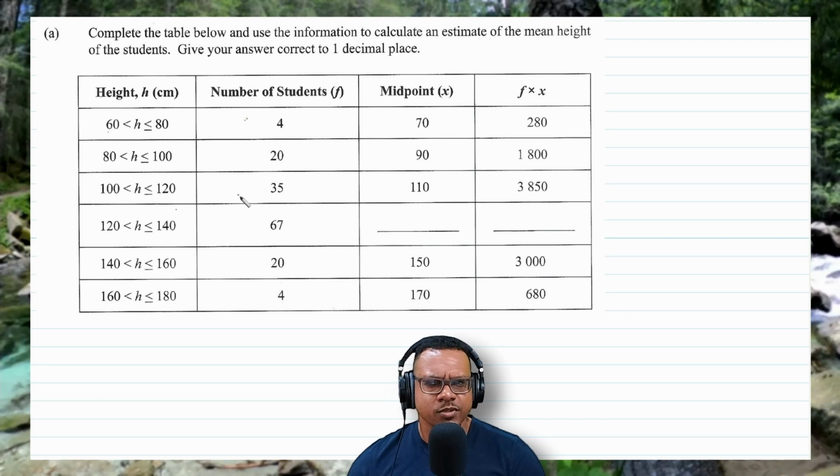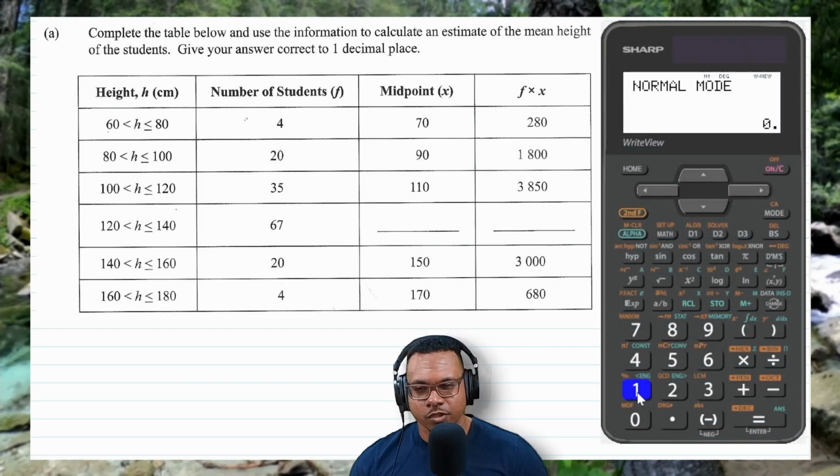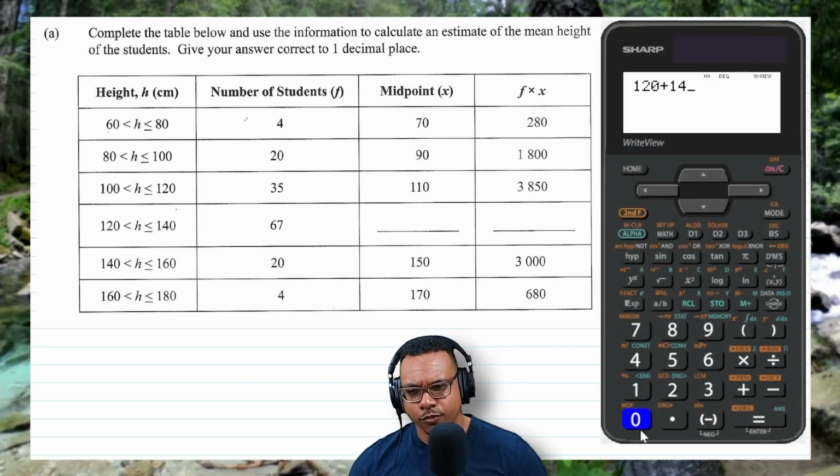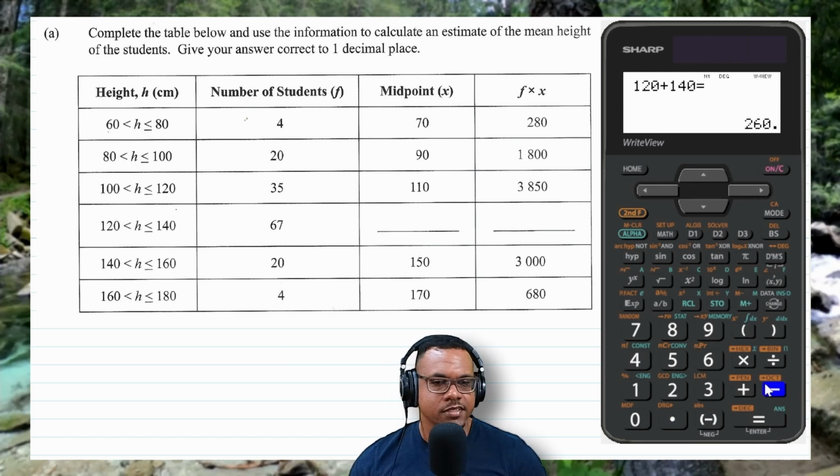And to get the midpoint, all you need to do is add up your lower class limit to your upper class limit and divide by 2. So if I were to add 60 plus 80 and divide it by 2, I would get 70. 80 plus 100, which is 180, divided by 2, you would get 90. Likewise, 100 plus 120 divided by 2 will give you 110. Therefore, to get what's missing here, you would add 120 to 140 and divide it by 2. So if I have 120 plus 140, press the equal sign, get 260, and then divide it by 2, I will get 130. So the midpoint for this class interval would be 130.